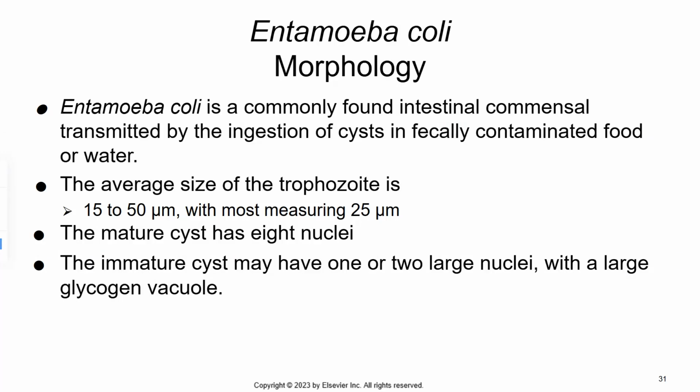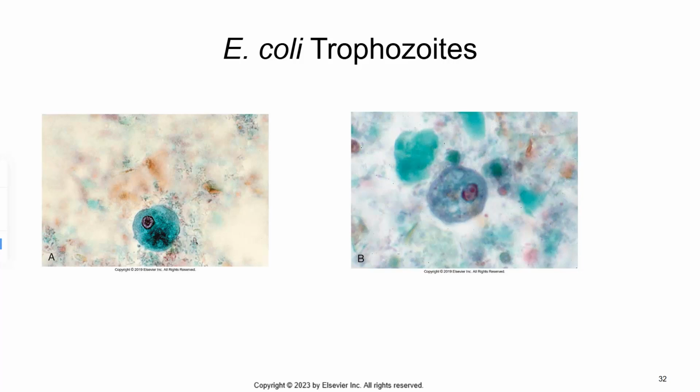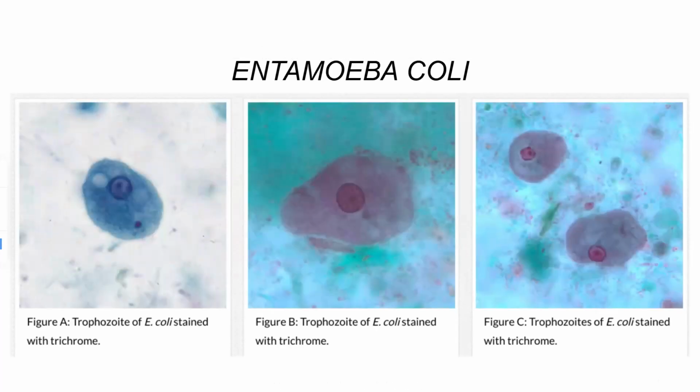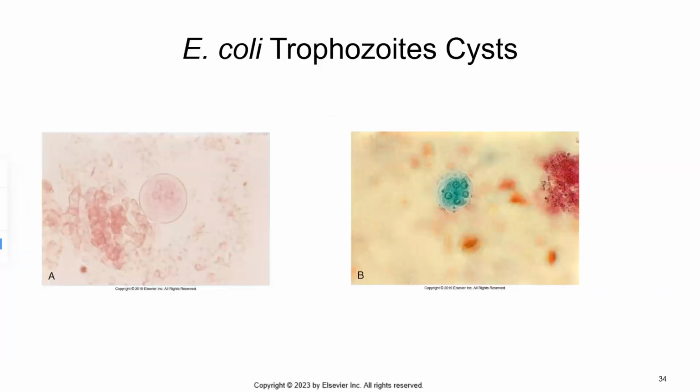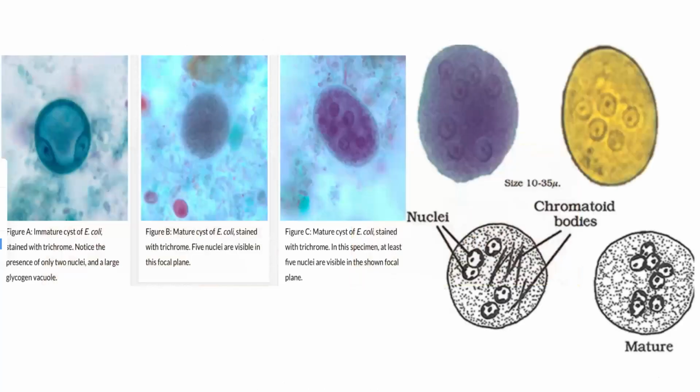Entamoeba coli is commonly found as an intestinal commensal, transmitted by ingestion of cysts in fecally contaminated food or water. Mature cyst has 8 nuclei. Immature cyst may have 1 or 2 large nuclei. So this is a picture of the trophozoites, and then the cysts. On the qualifying exam, if you see a picture that looks like it has 8 different nuclei inside of it, Entamoeba coli is your best bet as the correct answer. And here are some more pictures of that.